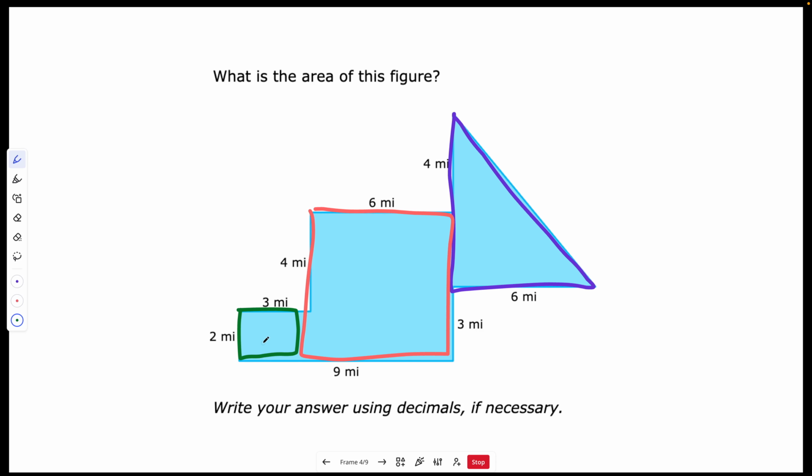So let's start with the smallest one. To find the area of this rectangle, this is 2 by 3, so we do 2 times 3, which is 6. Let's keep track of our areas over here because we're going to add them up, right? Each piece, we're just going to add up all the areas.